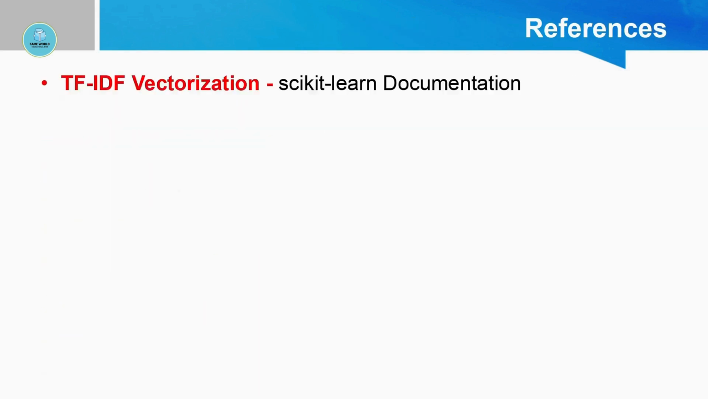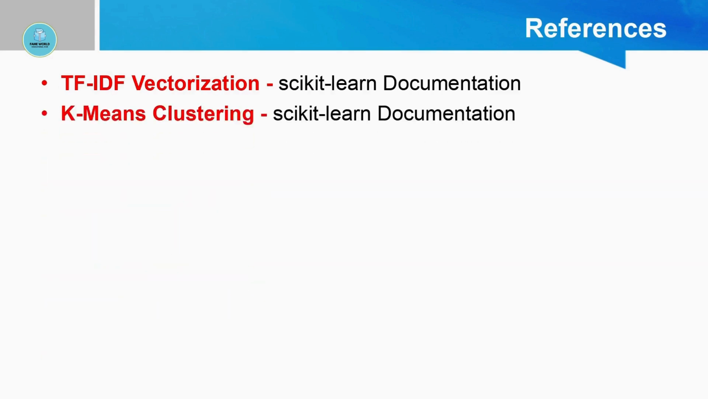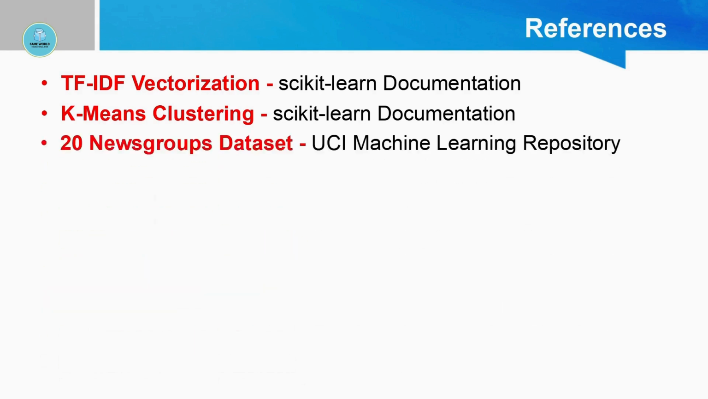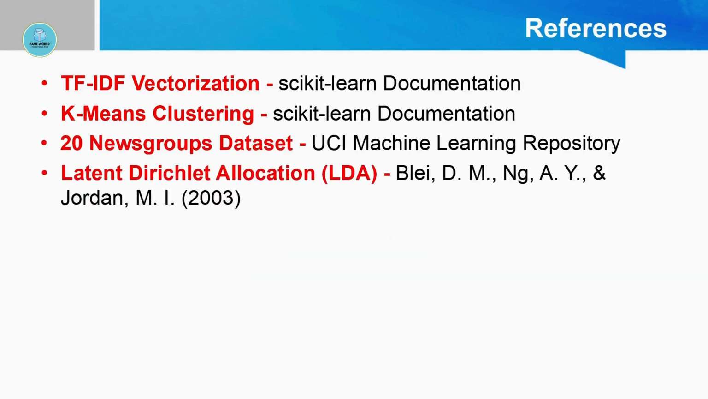For further reading and to learn more about the techniques discussed in this video, here are some references used in this project. TF-IDF vectorization, scikit-learn documentation. K-means clustering, scikit-learn documentation. 20 newsgroups dataset, UCI machine learning repository. And latent Dirichlet allocation, LDA.